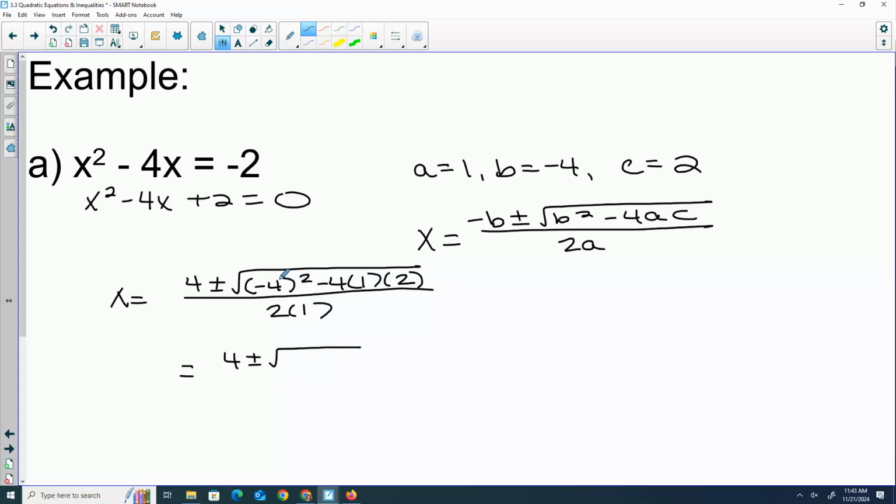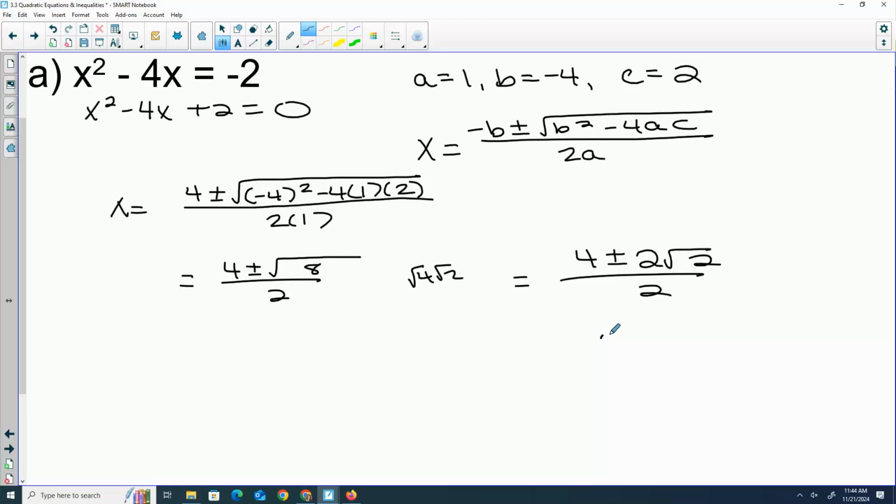So under my radical I get 16 minus 8, which is 8. Can we break down the square root of 8? 8 is 4 times 2, so that's 2 radical 2. And what else could we do? Divide everything by 2. So we get 2 plus or minus the square root of 2.